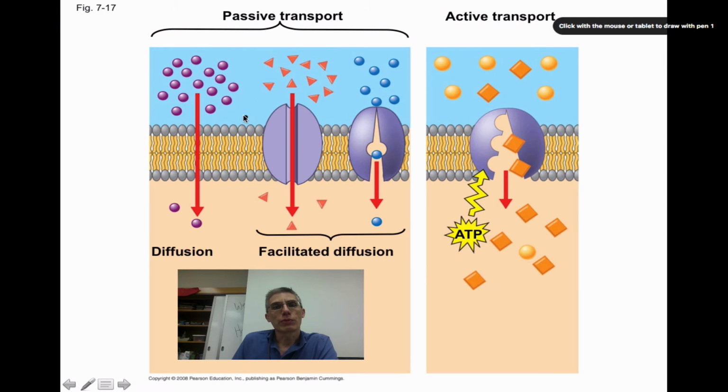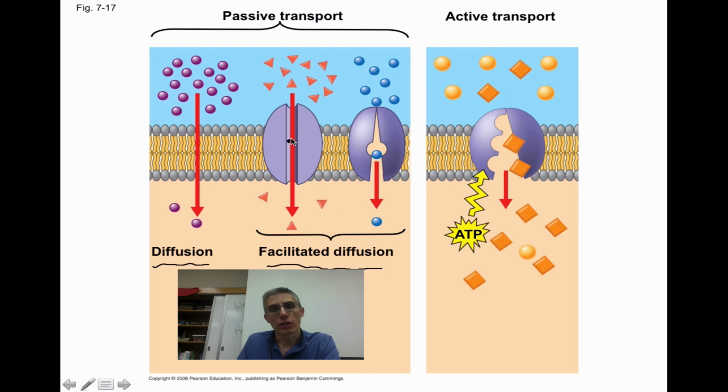Now, this diagram is simply comparing the different types of transport that we've talked about up to this point. Remember, talking about diffusion, just a simple random motion of molecules moving across that phospholipid bilayer, not really needing any help to get across.